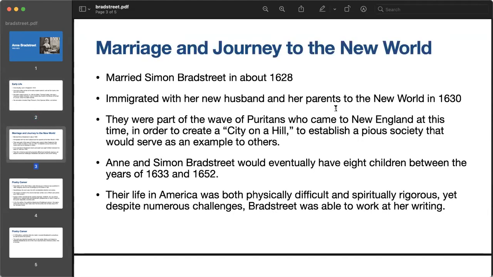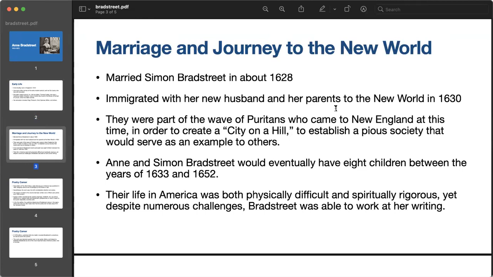In 1628, she married Simon Bradstreet, and then in 1630, so while she was still essentially a newlywed, she and her new husband and her parents all immigrated to America. And they were part of this wave of Puritans. You learned a little bit about the Puritans from Dr. Blackburn's lecture and also from your reading.